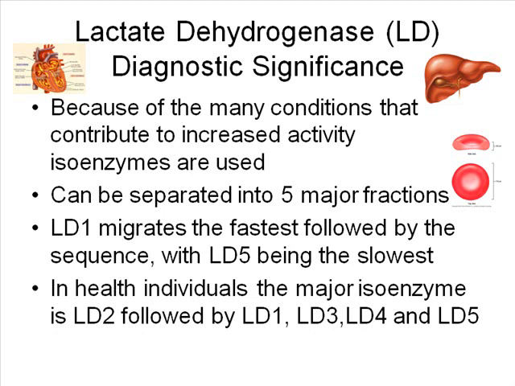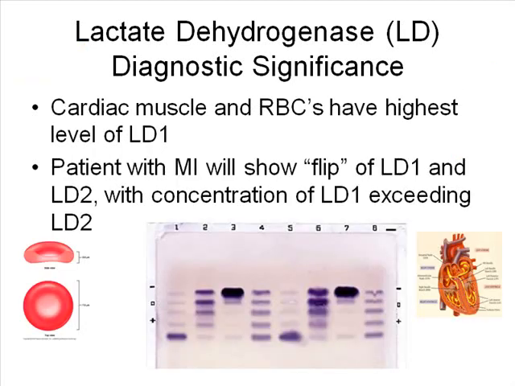Now, LD can be separated into 5 major fractions. LD1 is the fastest, followed by 5, which is the slowest. So in healthy people, the major isoenzyme is 2, followed by 1, 3, 4, and 5. So you will get the LD flip when LD1 exceeds the concentration of LD2. And that was one of the questions that we have.